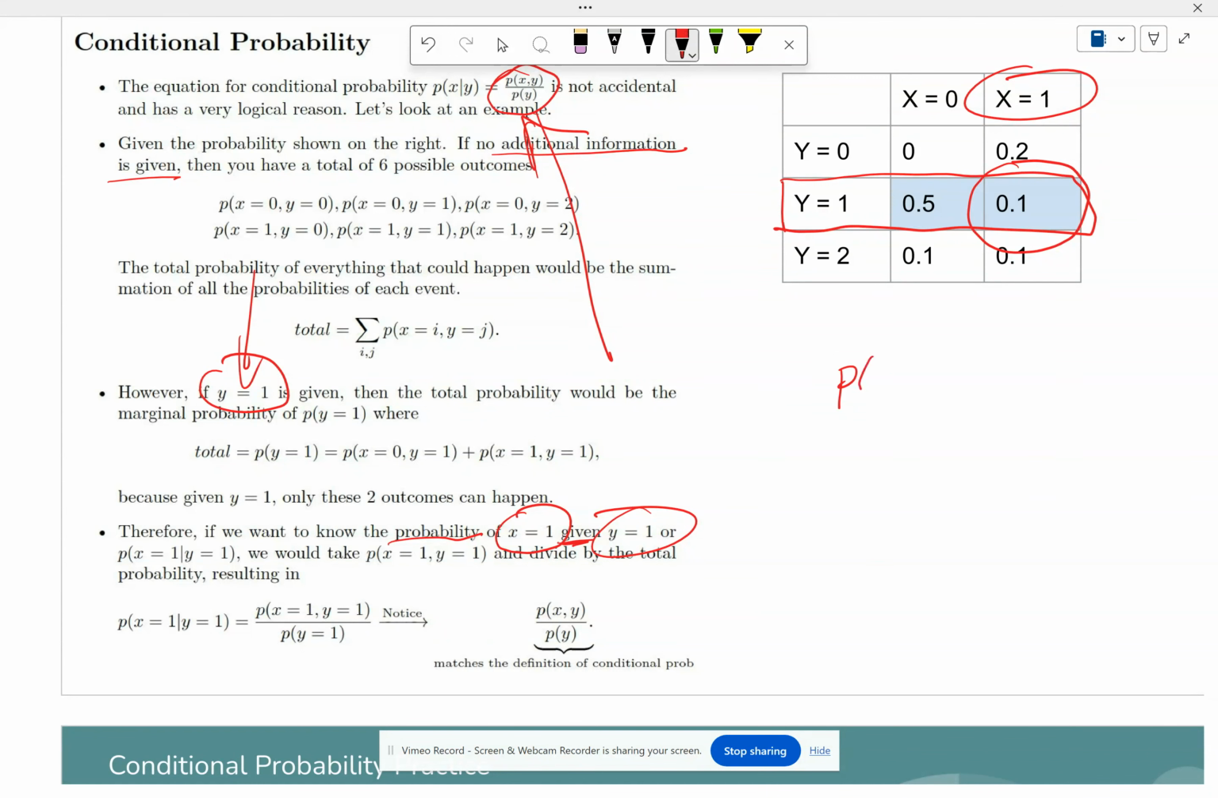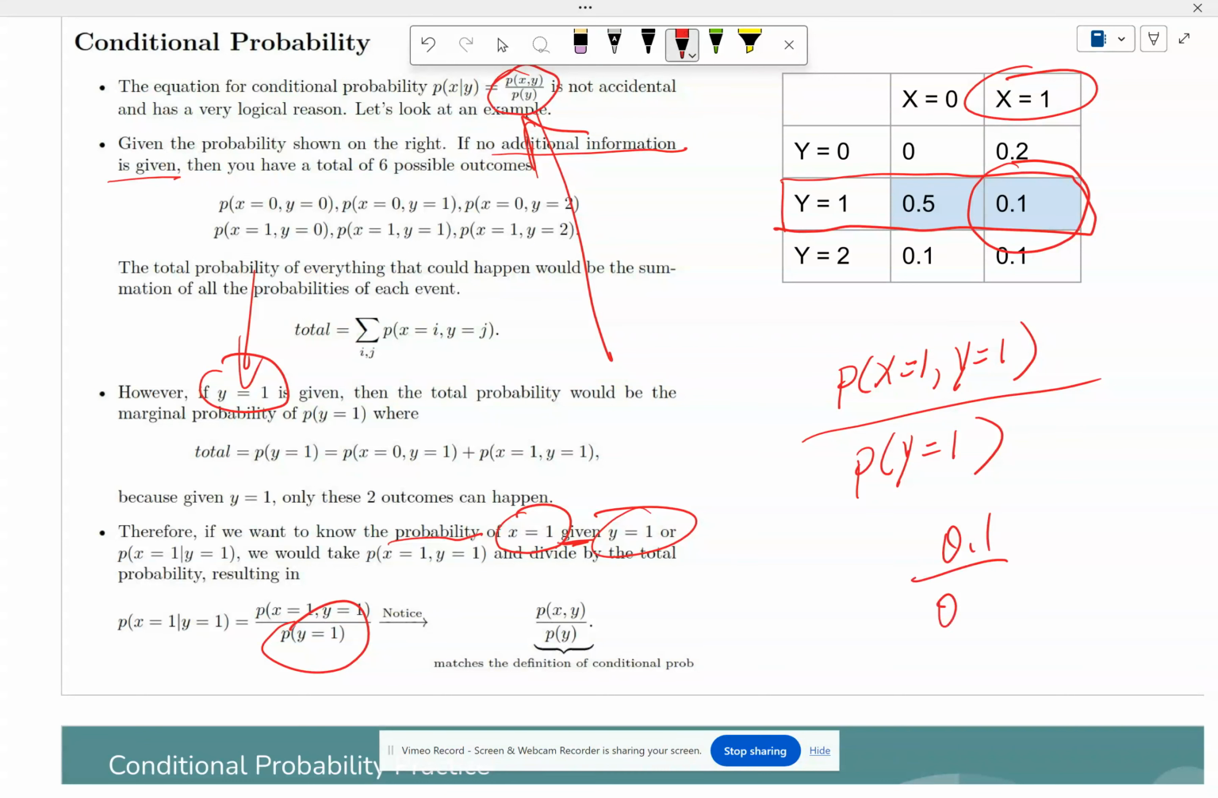So the probability that x is equal to 1 and y is equal to 1, and we're going to divide that by the total, right? The total is the probability of y equals 1. And voila, it should be 0.1 divided by 0.6. So that's how this comes about. This equation is essentially what we just did.